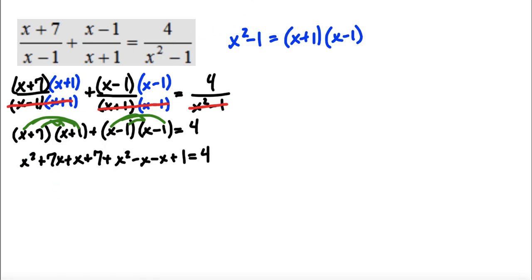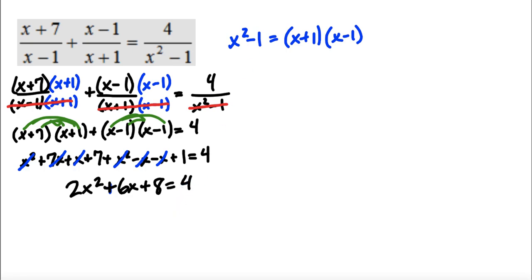Now I'm going to combine. And when I combine, I like to cross out things. I like to look at x squareds first. I'm going to cross those out because when I add 1 plus 1, that's going to give me 2x squared. Now I'm going to combine all my x's. I got 7x plus x is 8x. Minus x is going to leave me with 6x. Now these are all crossed out, and now I can just worry about the 7 plus 1. That's going to give me 8 here. And then I have 4 here.